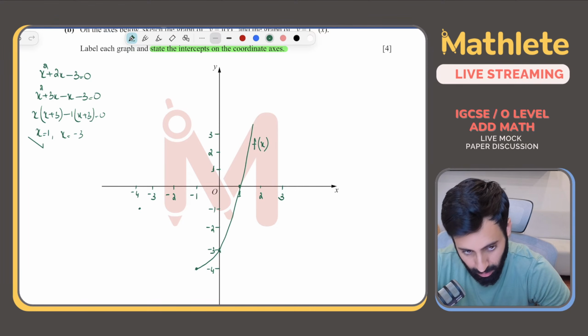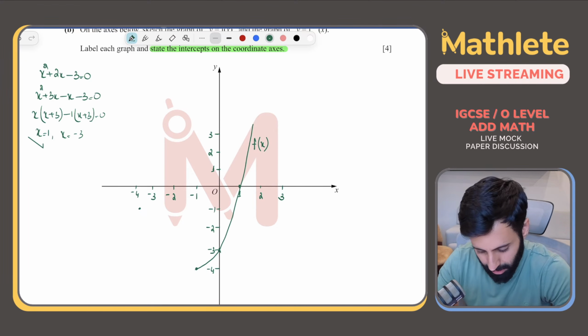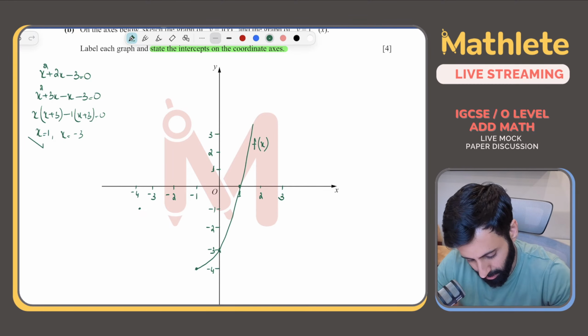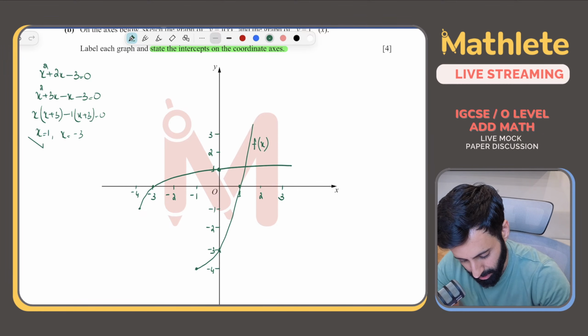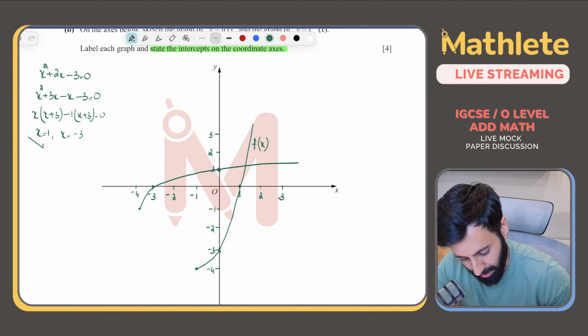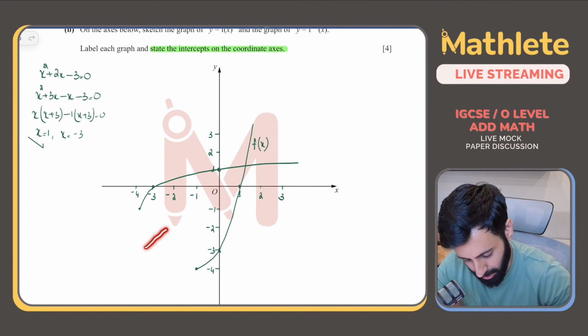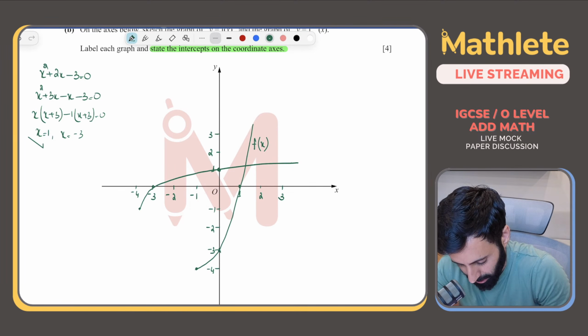I'll upload the solution of this paper. And then we have minus 3 comma 0, which will become 0 comma 3, and then we have 1 comma 0, which will become 0 comma 1. So that means this is what the inverse will look like. After drawing, you should also judge whether these two actually look like a reflection along the line y equals x. Yes, they do. So this is the graph of f inverse of x.